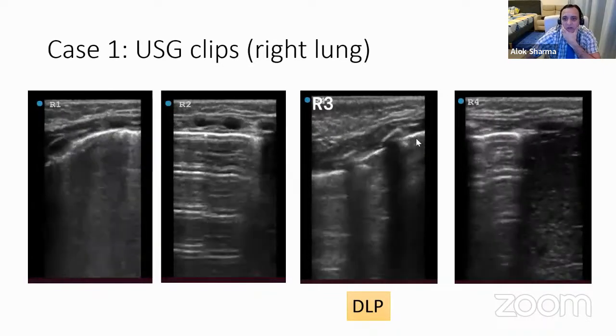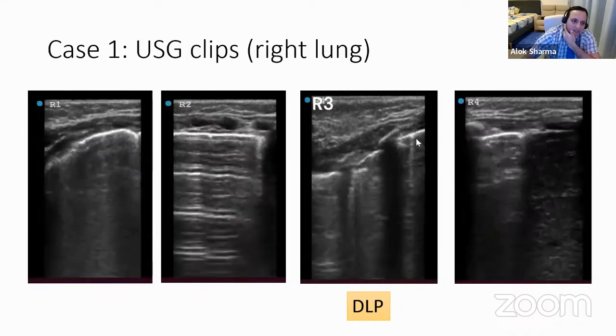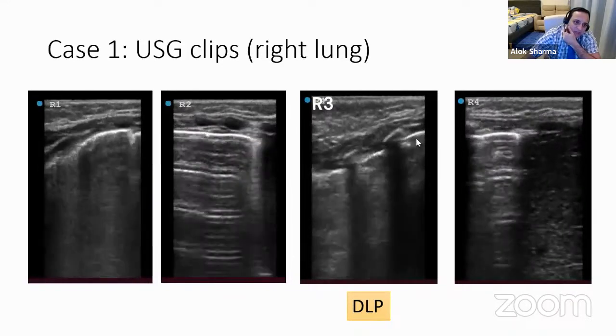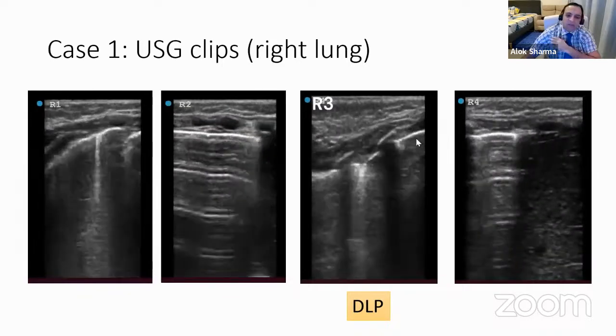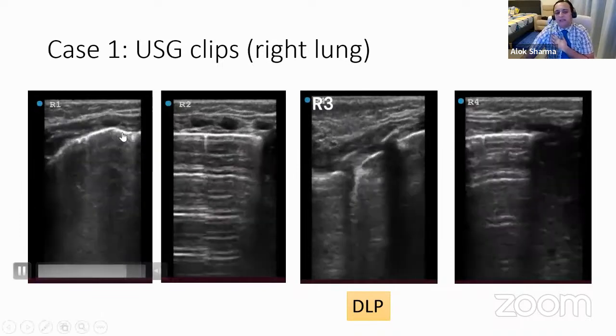It's decent in R2, R4. R1, it's a little bit blurred. And again, I just wonder whether you've lost a little bit of contact there at R1, right at the top, because there's a little bit of hollowing of the chest.